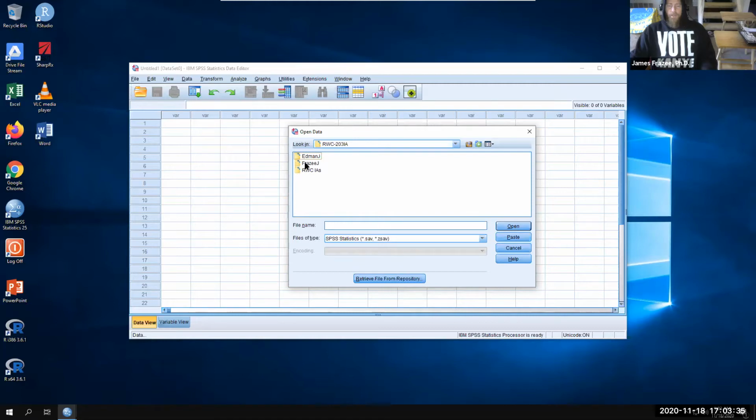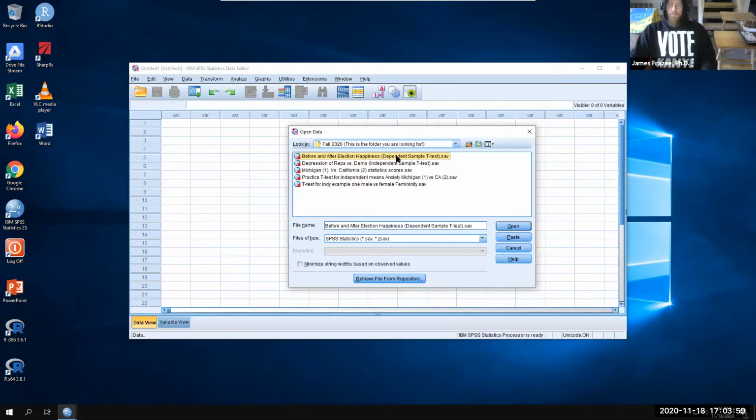And you'll find Dr. Edmonds' folder. I don't know what's in there. Don't go to her folder. You don't have permission. Go to my folder for ZJ. All right, so in that, you'll probably see this folder here, Fall 2020. This is the folder you are looking for. Double click on it.